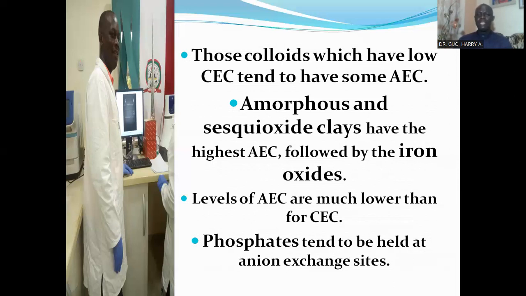Amorphous and sesquioxide clays have the highest anion exchange capacity, followed by the iron oxides. Levels of anion exchange capacity are much lower than for cation exchange capacity. Phosphates tend to be held at anion exchange sites.